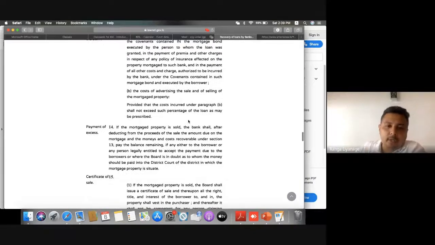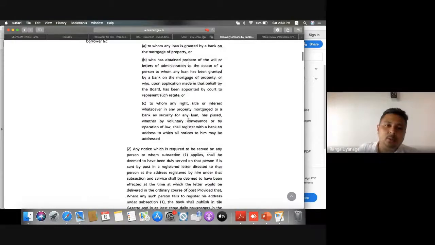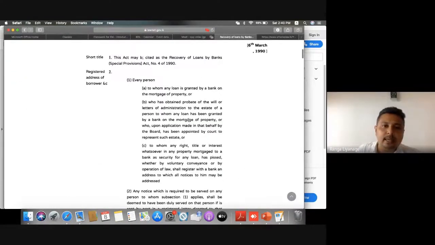No, section 14, if there is an excess of money, you have to return it to the borrower or any person authorized by the borrower. So, if you sell the property of a guarantor who is not the borrower, and the excess according to this act should be given to the borrower, that cannot stand. And under section 2, you see the registered address of the borrower.